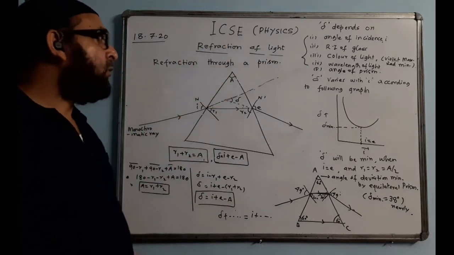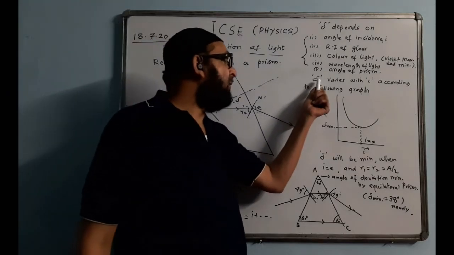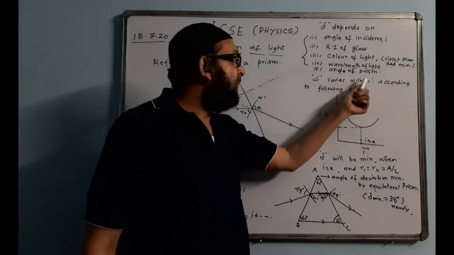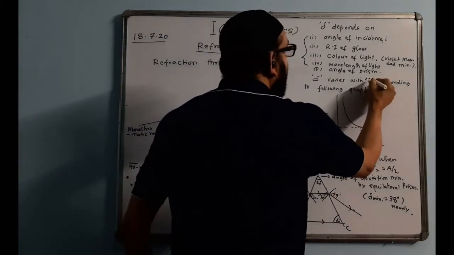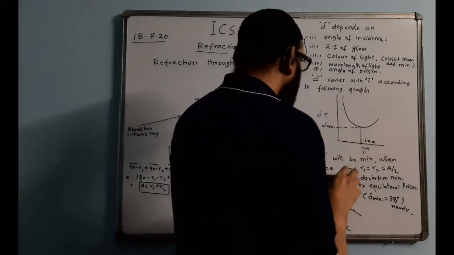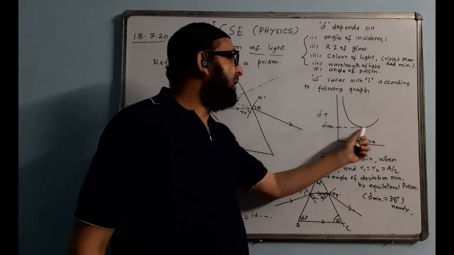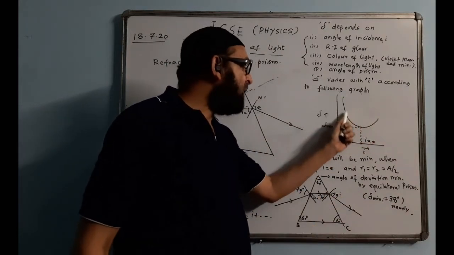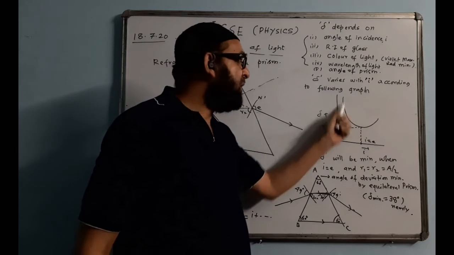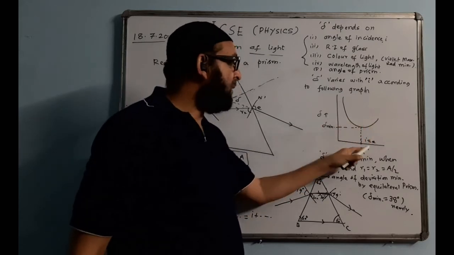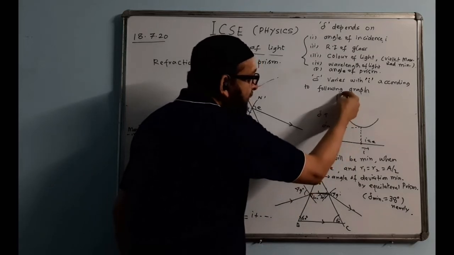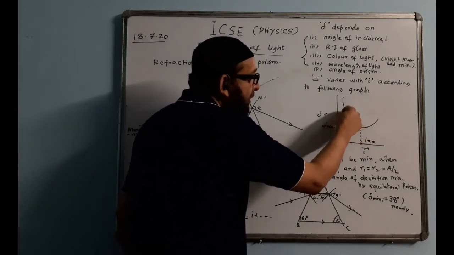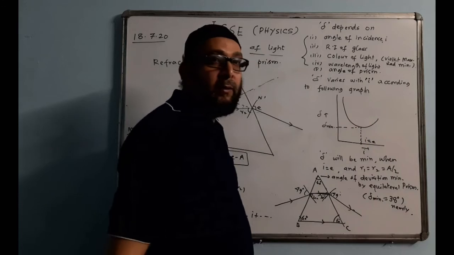Now one important question here: how does the angle of deviation delta vary with the angle of incidence I? It varies according to a typical graph like this. This graph is called the deviation curve or deviation graph between delta and I. From this graph we will find that when I is increasing, the delta will decrease, and it keeps on decreasing till it reaches the minimum value.